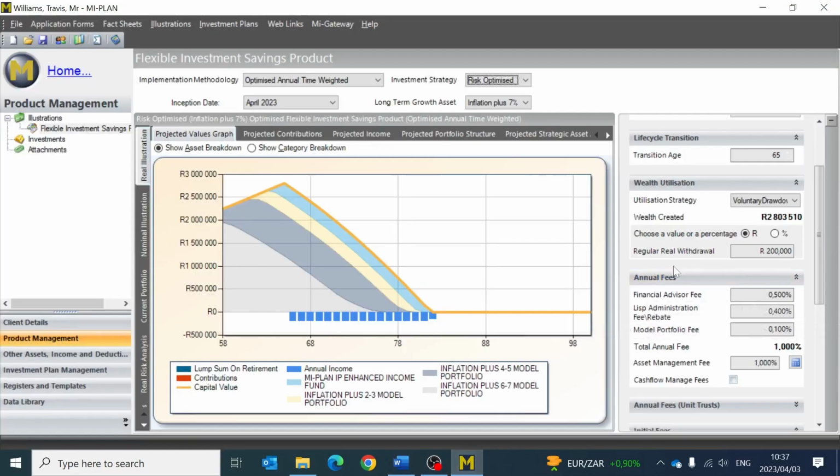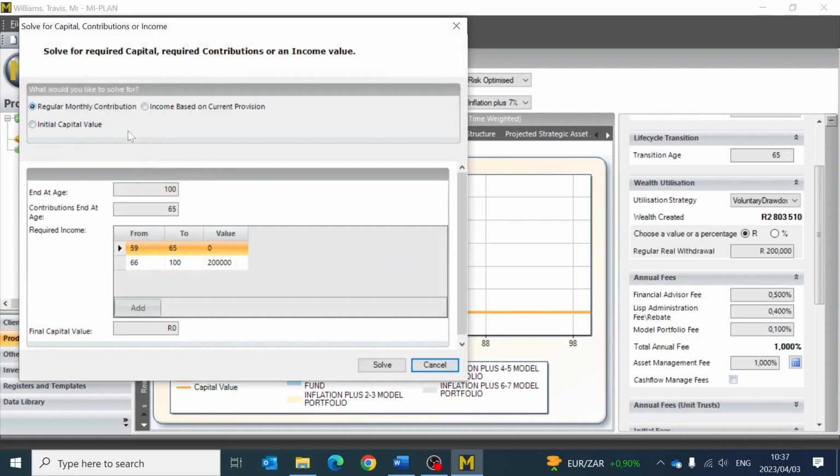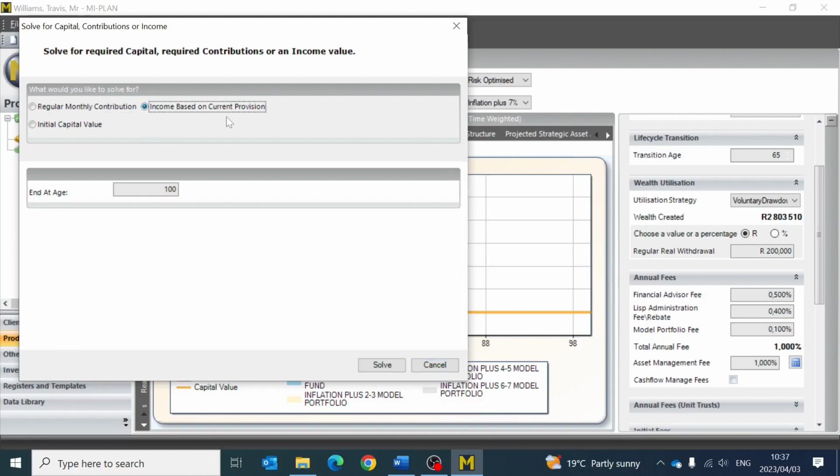Okay, so yeah, regular real withdrawal, you can go through a process of trial and error to get your income lasting up until, in this case, 90. Much easier, there's a little calculator button over here, which allows you to solve for a number of things. In our case, we want to solve for the income based on the current provision. So the current provision is the capital that we have at the moment, 2,250,000. That's of course still going to grow for a few years up until retirement.